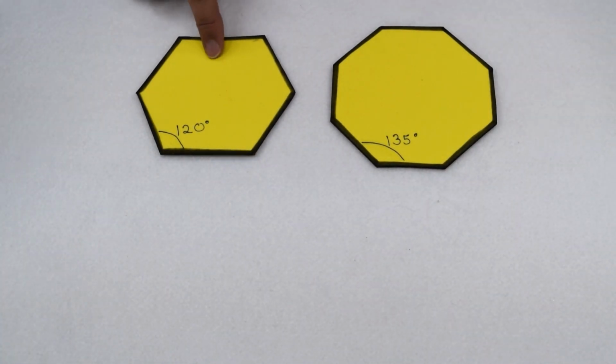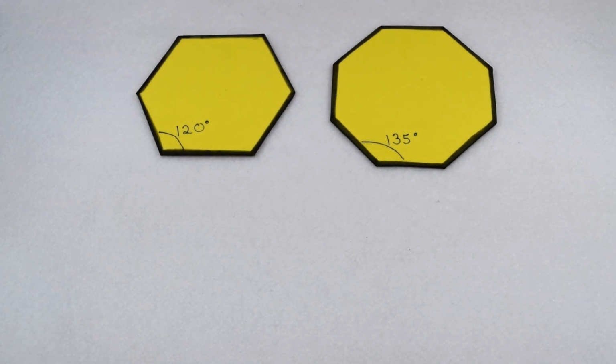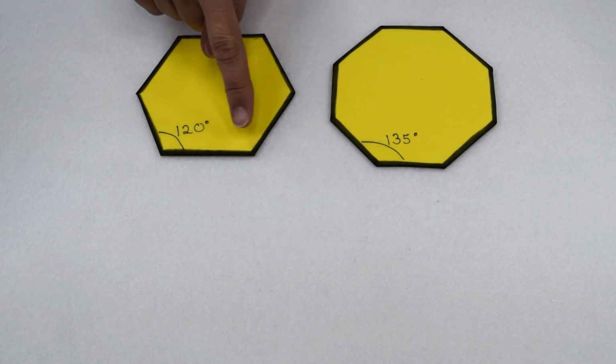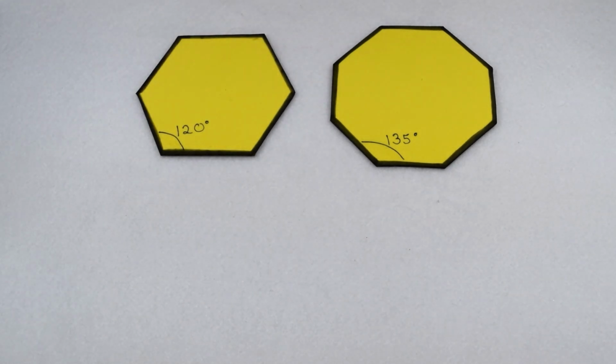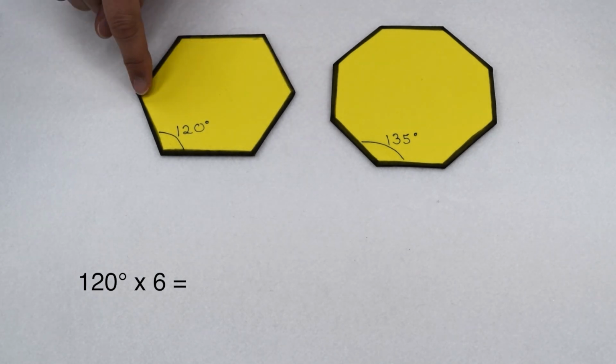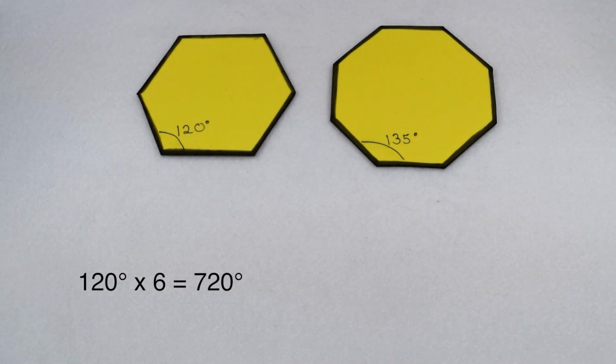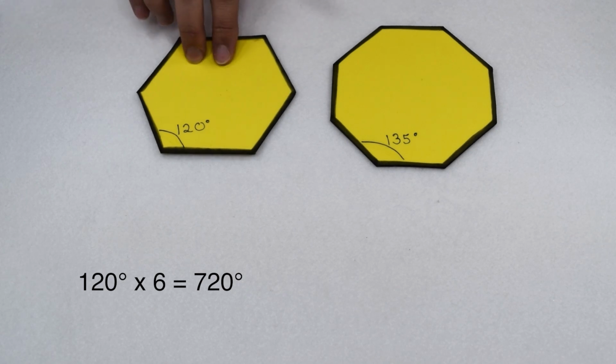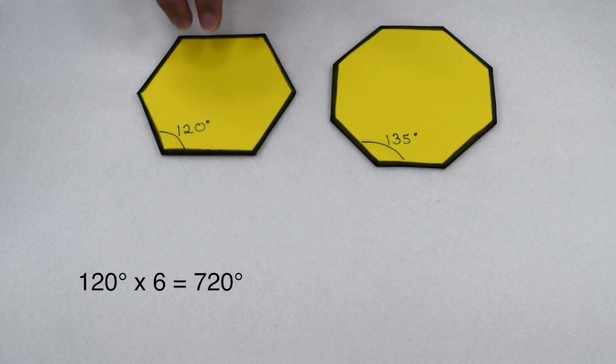Here we have a regular hexagon and a regular octagon. On our regular hexagon, one angle is worth 120 degrees. So that tells us all its angles are worth 120 degrees. So I can take my 120 degree angle and multiply it by 6, and that gives us 720 degrees. So we know the interior angle sum of our regular hexagon is going to be 720 degrees.